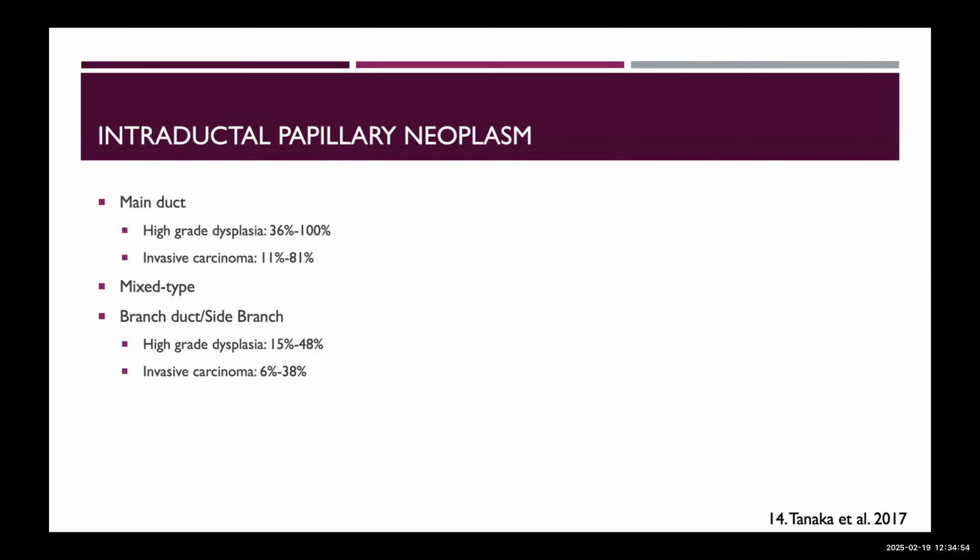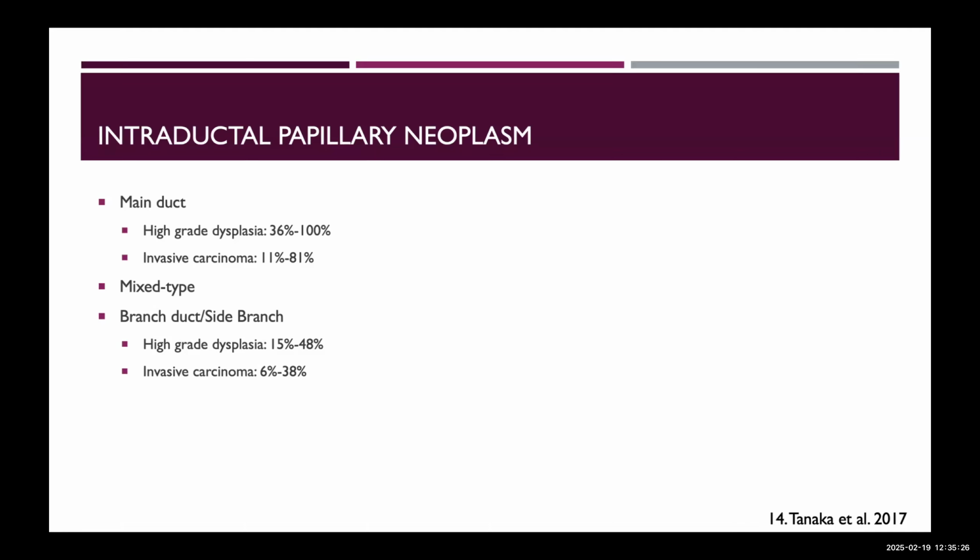Contrasting that is branch duct or side branch IPMNs. They bear a much lower risk of high-grade dysplasia and invasive carcinoma, with a varied range. As you can see, the numbers, 15 to 48 and 6 to 38%, you can think to yourself, are pretty high for advanced neoplasia. Should we be removing all of these branch duct IPMNs that are found incidentally on CT or MRI? This particular study, I should mention, looked at resection specimens.